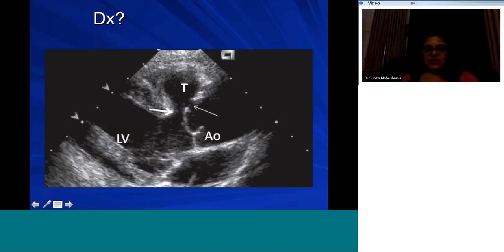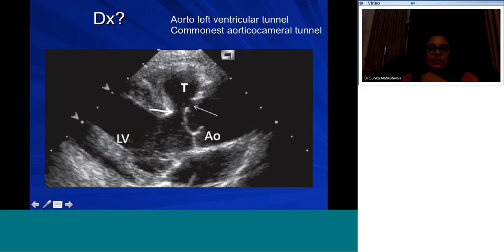And this thing is actually something which is called an aortico-left ventricular tunnel. So the T is tunnel, and this is the commonest aortico-cameral tunnel, where it goes from the aorta to a chamber. Cameral means it can go to LV, it can go to RV, it can go to RA, it can go to any chamber.